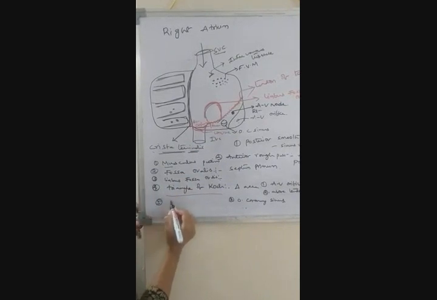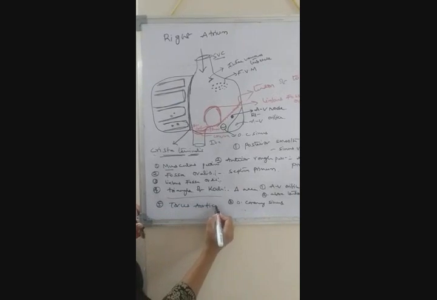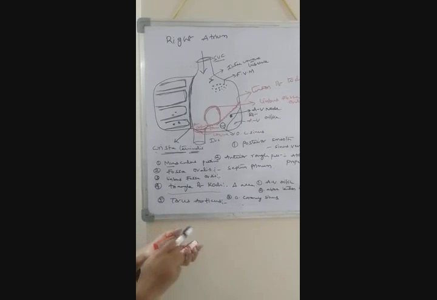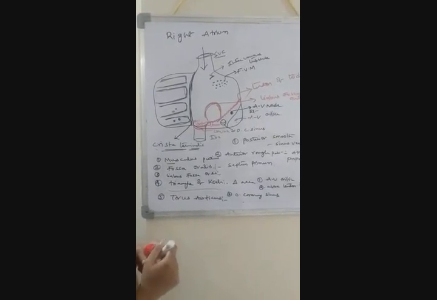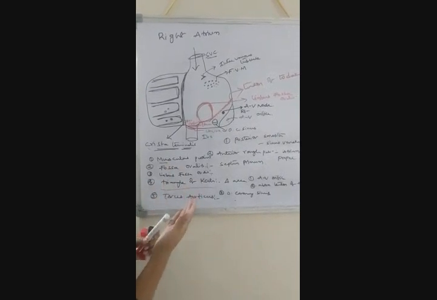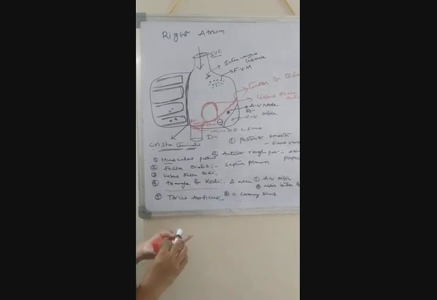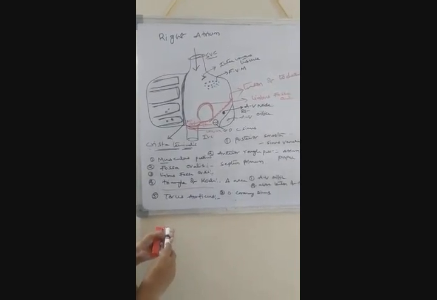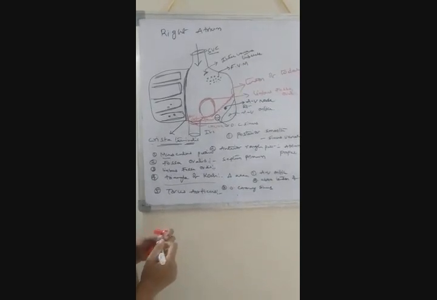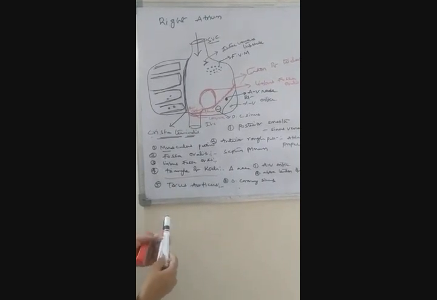Okay, next coming to the torus aorticus. So the torus aorticus is the cup shaped elevation which is present in the upper part of the interatrial septum, which is formed by the right posterior aortic sinus. The right posterior aortic sinus, that is the non-coronary aortic sinus. Okay, that is about the torus aorticus.